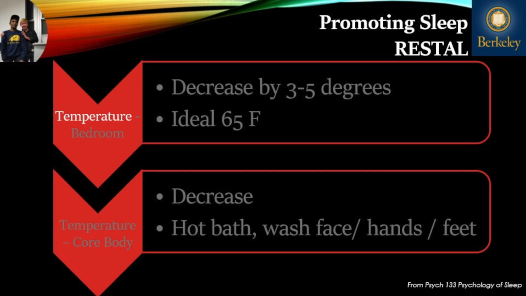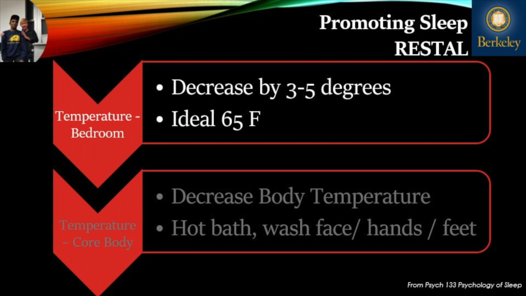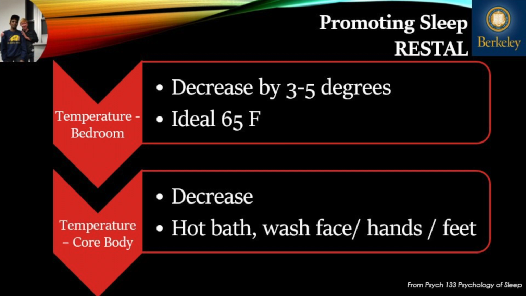The T is for temperature. The bedroom where you sleep should be cool. You need to drop your current bedroom temperature by 3 to 5 degrees. The ideal bedroom temperature is around 65 degrees Fahrenheit. The core body temperature also needs to decrease.